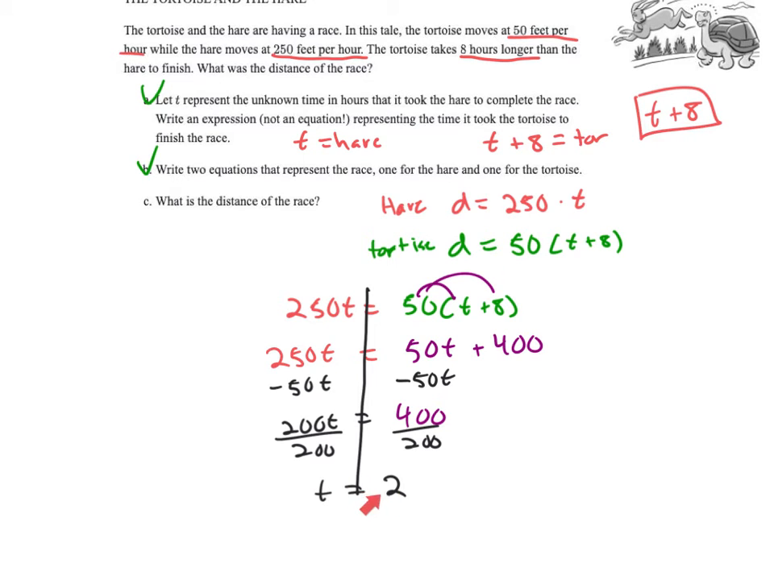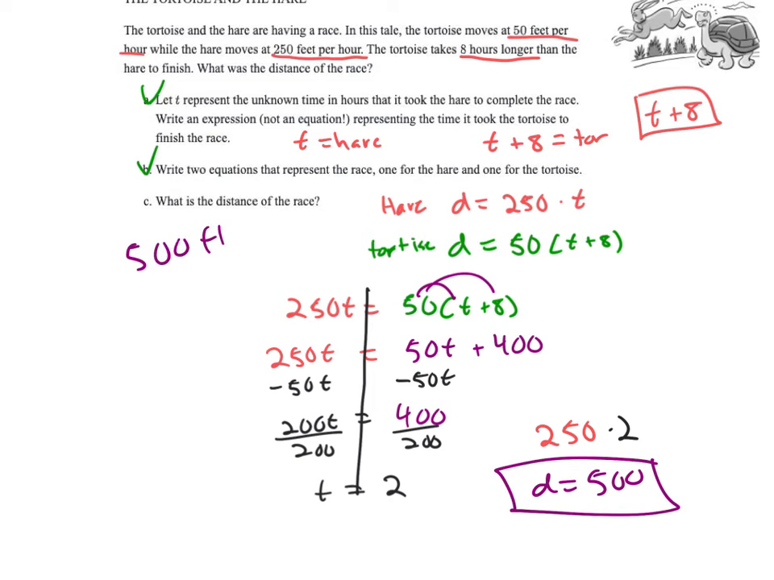So it took the hare 2 hours. So I can just take this 2 hours and plug that in for the hare and find out how long did it actually take. So if the hare went 250 feet per hour times that 2 hours, well, that would tell me that the total distance was equal to 500 feet. So 500 feet is the total distance. Okay, so that's our quick review here of solving using equal values method.